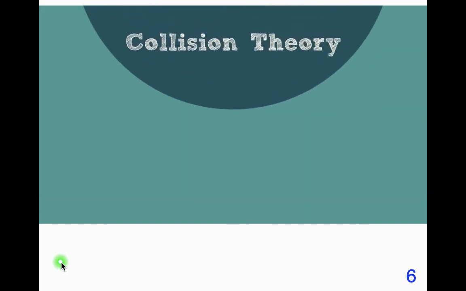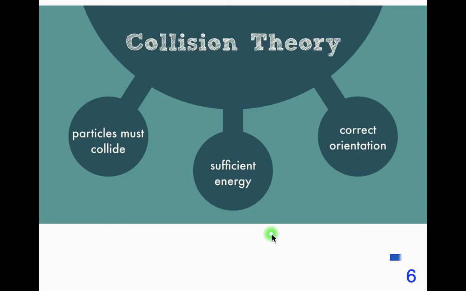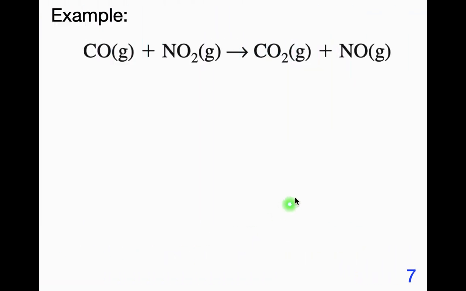So in summary, the three key ideas of collision theory are that particles must collide to react, they must have sufficient energy to break and make new bonds, and they must collide with the correct orientation. Okay, so let's look at an example reaction. It's carbon monoxide reacting with nitrogen dioxide to produce carbon dioxide and nitrogen monoxide.